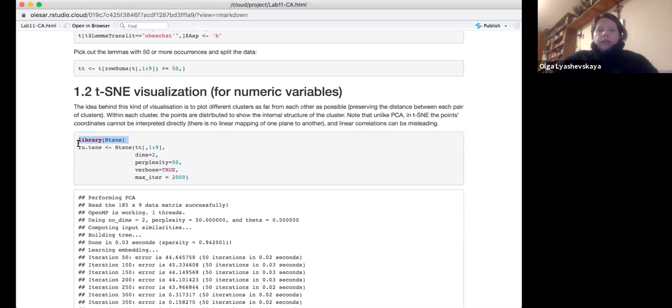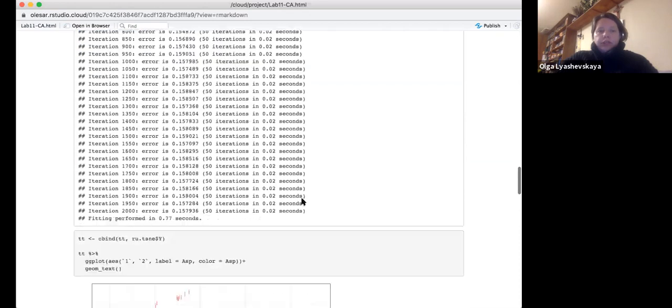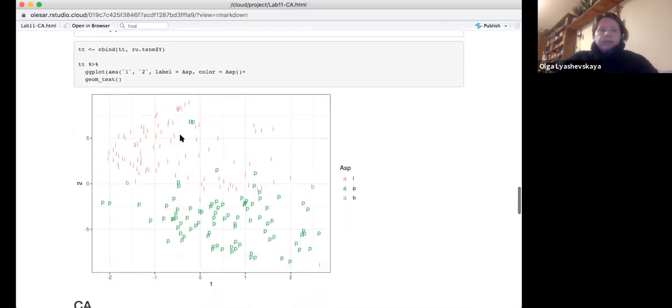There are two popular libraries for t-SNE visualization. The first one is Rtsne and another one is just tsne. Here I put some parameters such as perplexity and the maximum number of iterations. And after you run this code, you will hopefully get something like this.